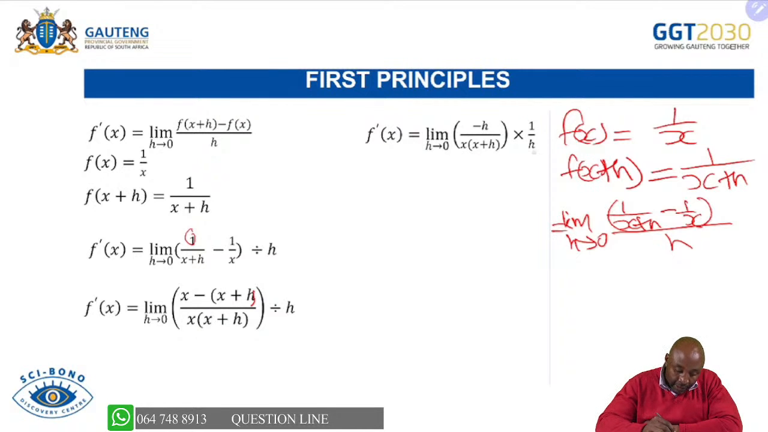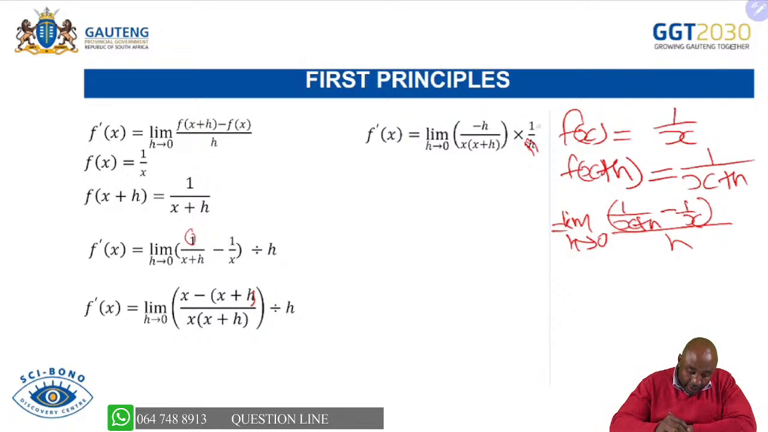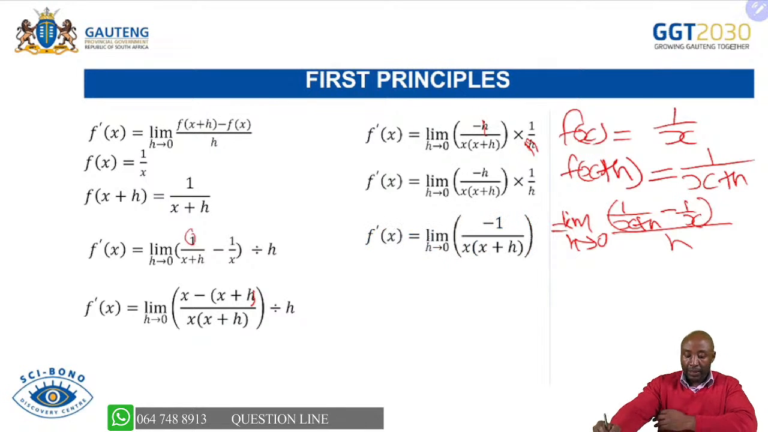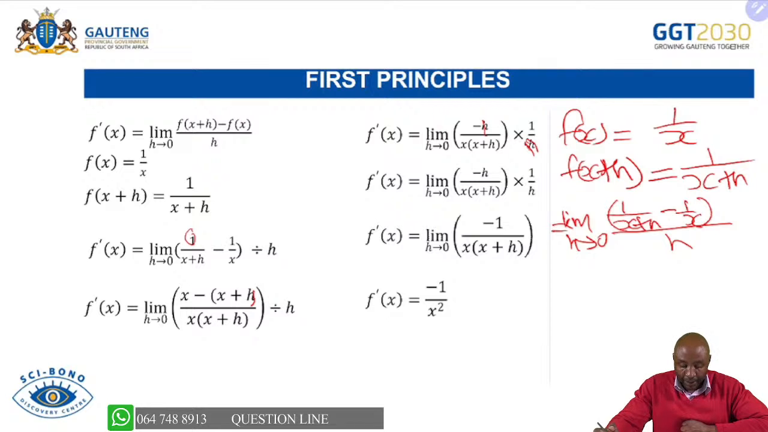I'm able to see that this h is the same as that h, and that will give my answer as negative 1 over x bracket x plus h. That's my denominator. My numerator is negative 1. I now evaluate my limit, and my limit will be negative 1 over x squared.